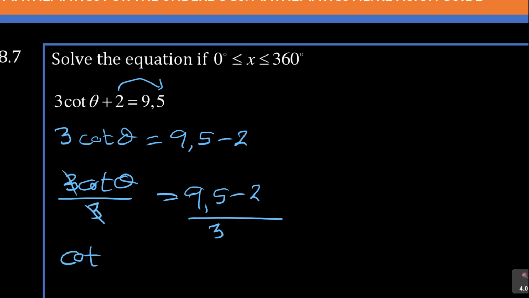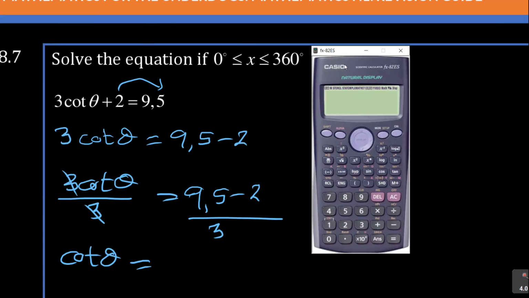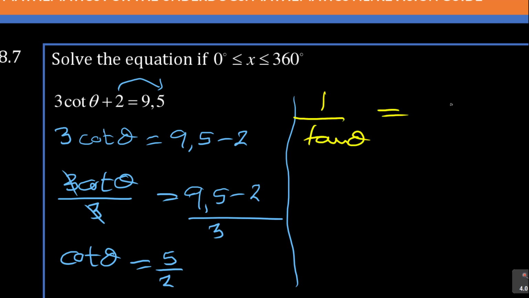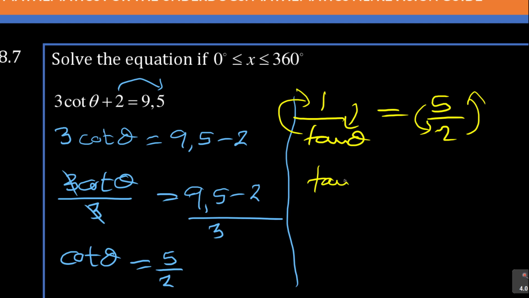Then we have cot theta is equal to what? If we take a calculator for this, 9,5 minus 2 over 3 gives me 5 over 2. Now look how you go back. Remember, cot is 1 over tan. So it means 1 over tan theta is equal to 5 over 2. Now if I'm flipping things back, even here things will flip back. Remember, tan and cot are reciprocal. Tan theta is simply 2 over 5.